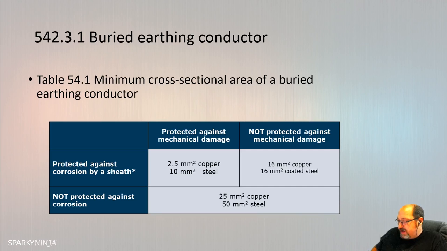The connection of an earthing conductor to an earth electrode or other means of earthing shall be soundly made and be electrically and mechanically satisfactory and labelled in accordance with regulation 514.13.11, which was the safety electrical connection do not remove tag. It shall be suitably protected against corrosion.